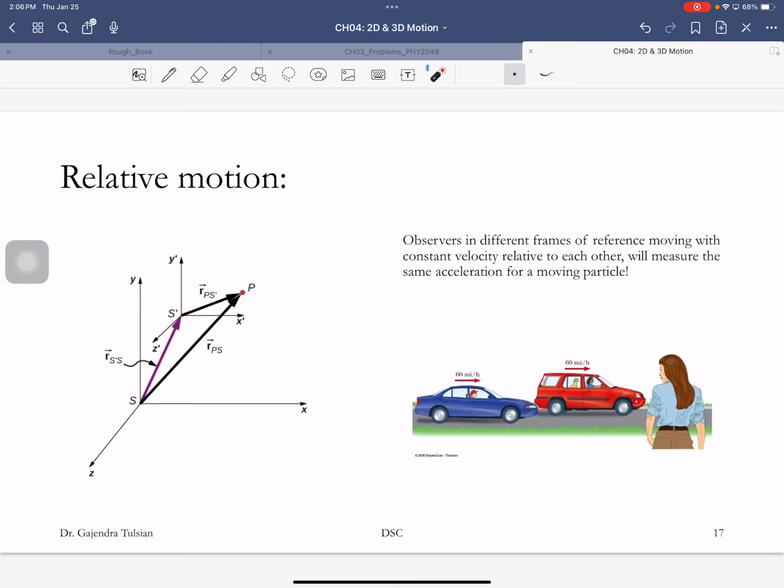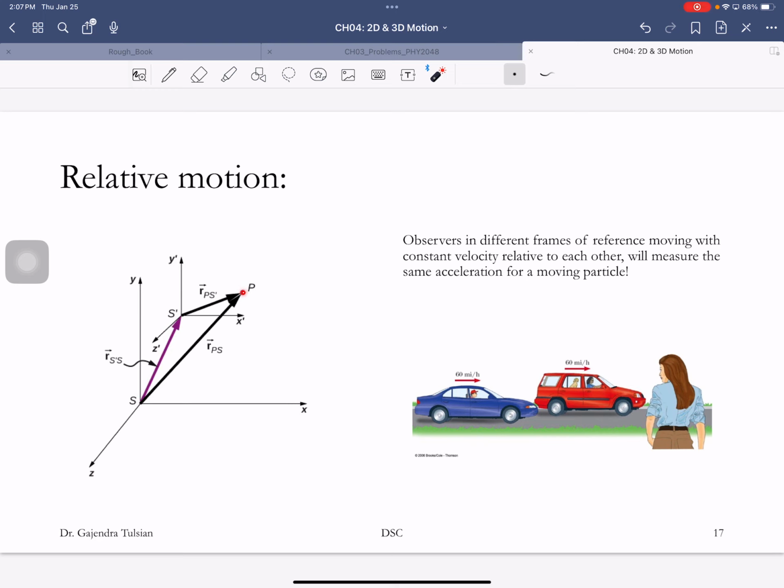So for instance, here's a real life situation. Let's say in this car, somebody is juggling inside this car. Our question will be, what does this person see and what does this person see? So that's the kind of step. Here's one reference frame. Here's another reference frame.